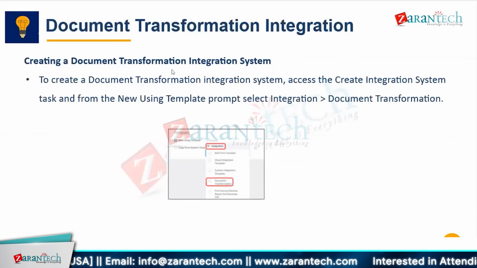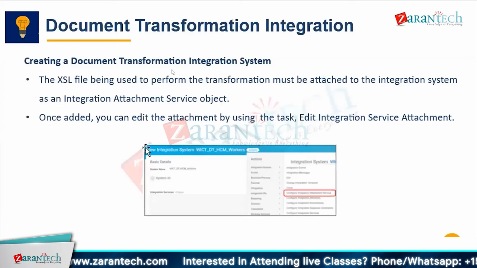We have to find the document transformation as an integration. We need to use it as a system, or as a template, as a document transformation. And this document transformation is further configured to use the integration system attachment. And this system attachment allows us to upload our transformation from outside Workday. It's not necessary that it is in Workday.